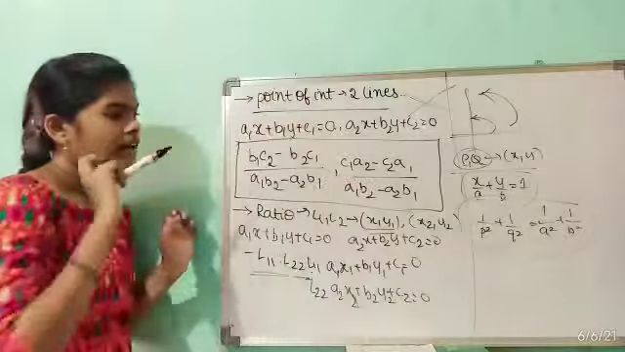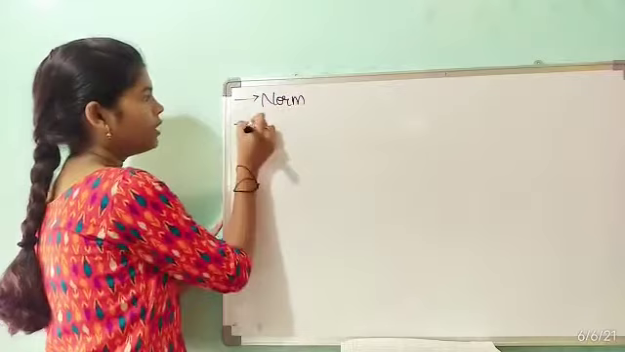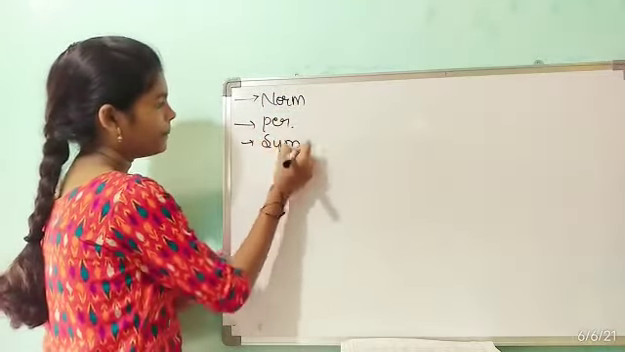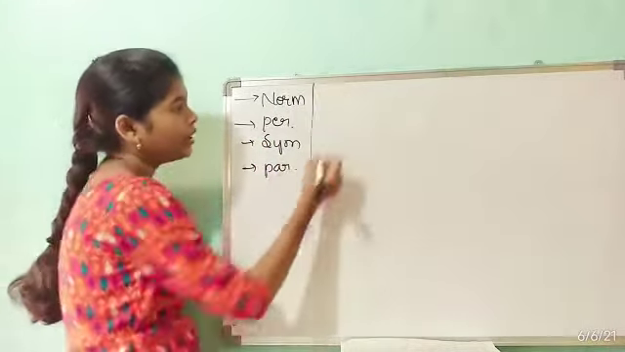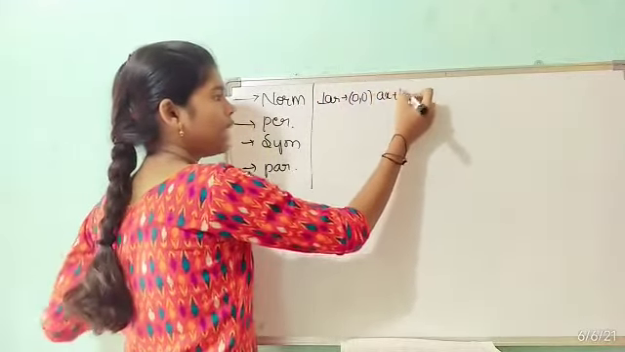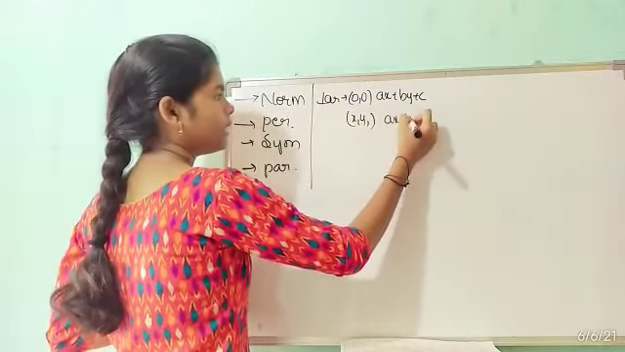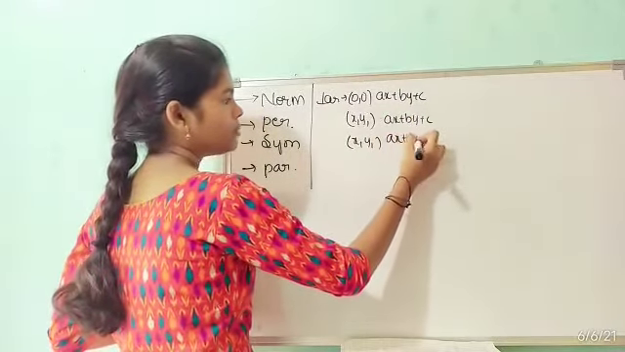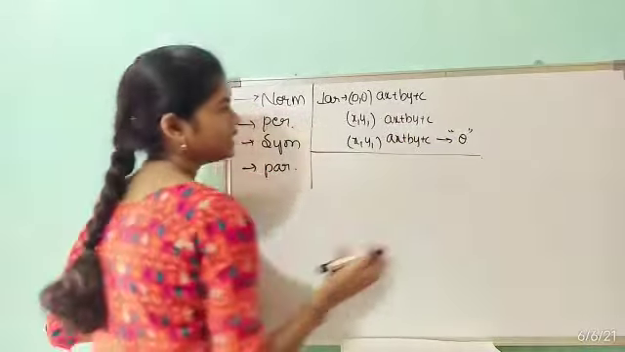So recap on what we have learned today. We have learned about the normal form, perpendicular form, symmetric form and parametric form. These all forms we have learned, and we have learned about the perpendicular distance from the origin to a line ax plus by plus c, and from a point x1, y1 to the line ax plus by plus c equal to 0, having an inclination theta also. So these all distances we have learned.